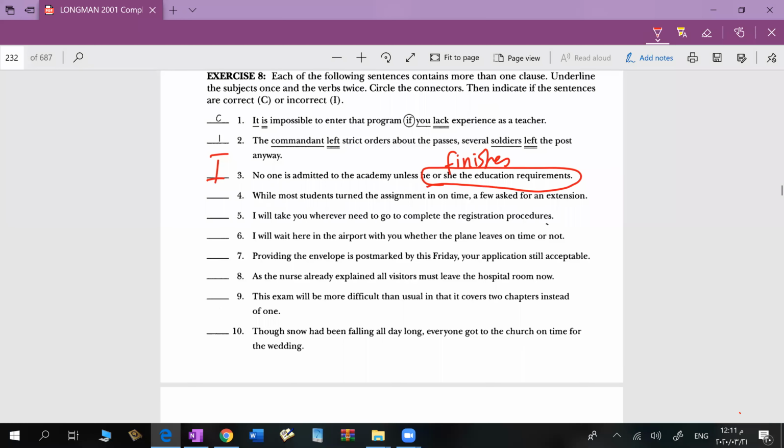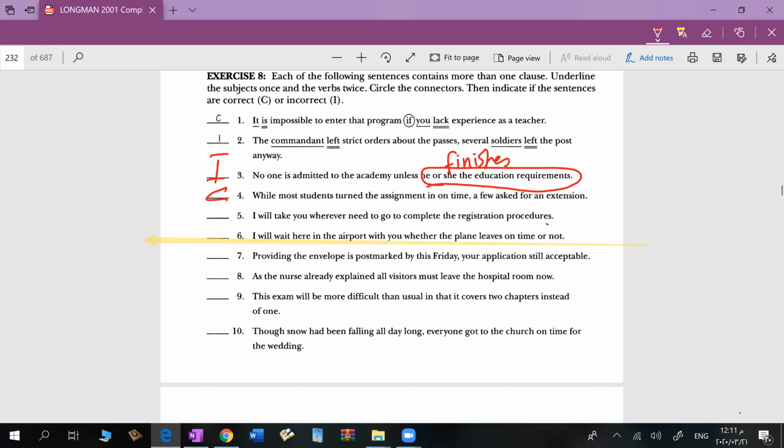Number 4: While most students turn the assignment in on time, if you asked for an extension. What do you think? Guys, are we all here? I have doubt about few. Few can be considered as a subject. Of course, a few can be a noun phrase, that's a subject, correct. So it's correct. Number 5: I will take you wherever need to go to complete the registration.